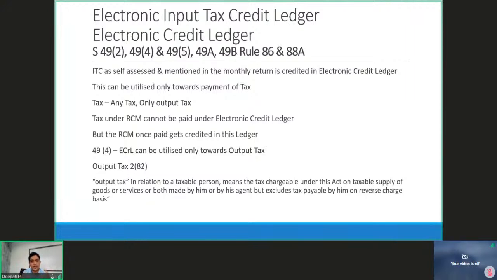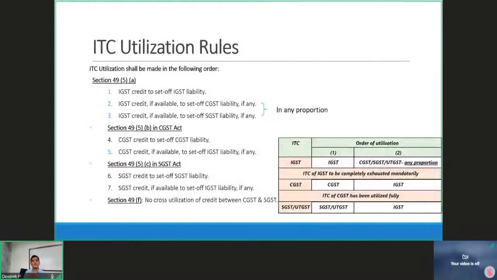So offset of electronic credit ledger happens. Now there is another complication, because I have 3 taxes in my hand and I have 3 credits. I have IGST credit, I have CGST credit, I have SGST credit. Now how I will utilize these credits is what we will see here. We have understood what the credit is. I have the credit. Can I utilize any credit for everything? There are certain simple rules which I have to follow for offsetting this credit for making the payment of taxes.